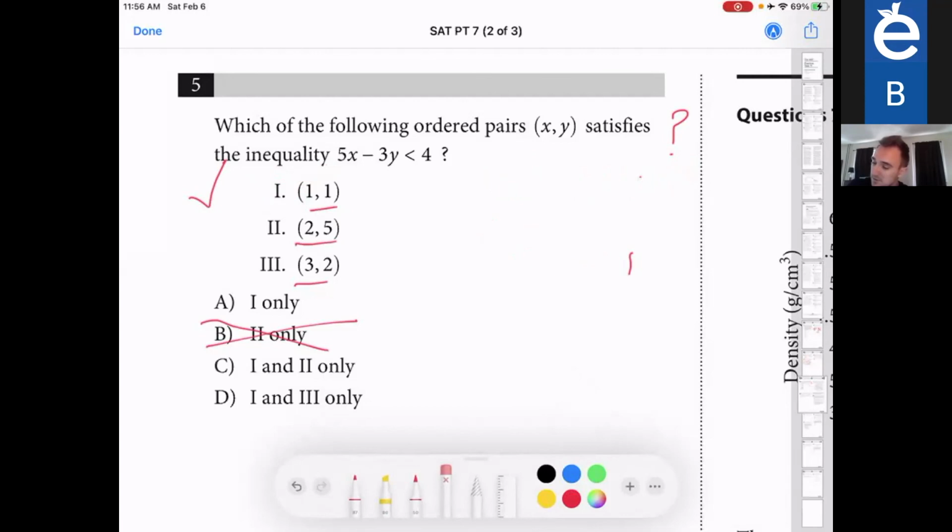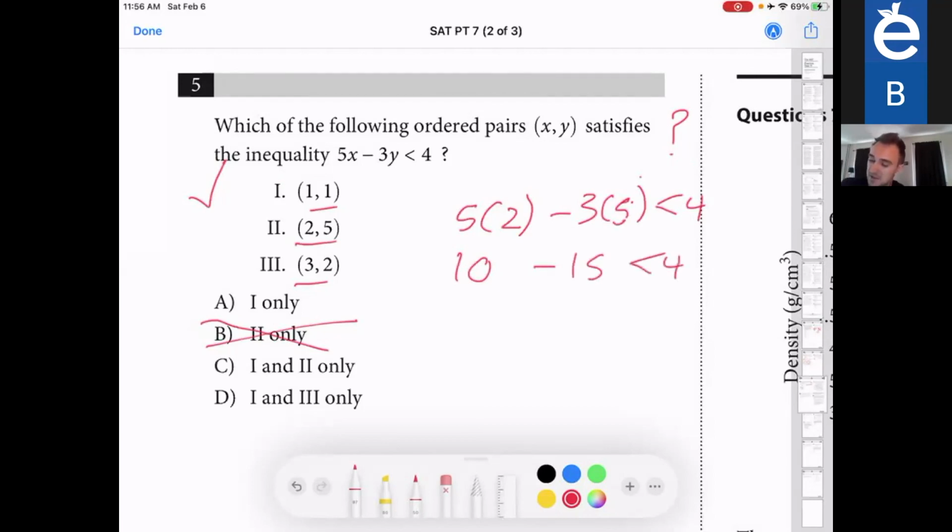Let me do the next one. Number 2, 2 and 5. My point is 2 comma 5. Plug this in. This is going to be 5 times 2, my x value, minus 3 times y. My y value here is 5. Is that less than 4? 5 times 2 is 10, minus 3 times 5 is 15. Is 10 minus 15 less than 4? 10 minus 15 is negative 5. Yes, negative 5 is definitely less than 4. So 2 is correct. We can see then it must be C, and also obviously can't be A.